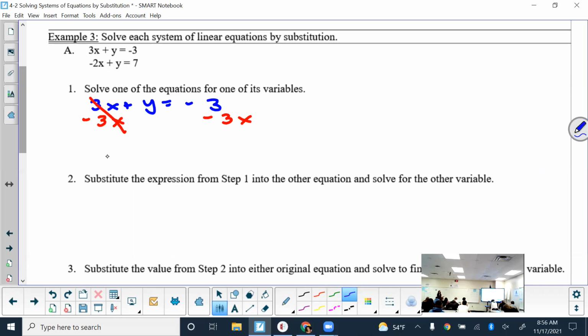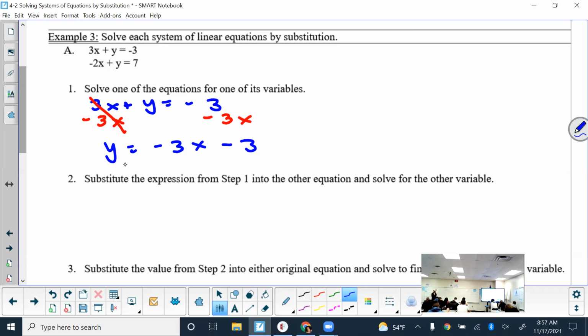And we get y equals negative 3x minus 3. So we completed step 1. We solved one of the equations for one of its variables. And now the y is by itself. Questions there?